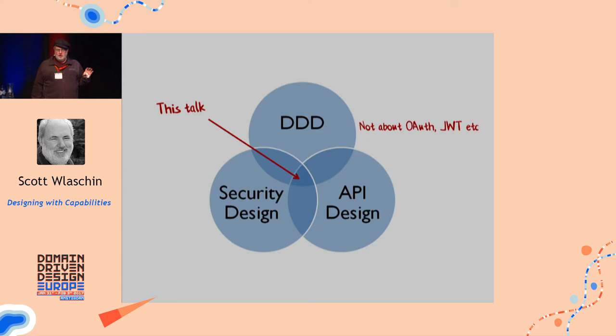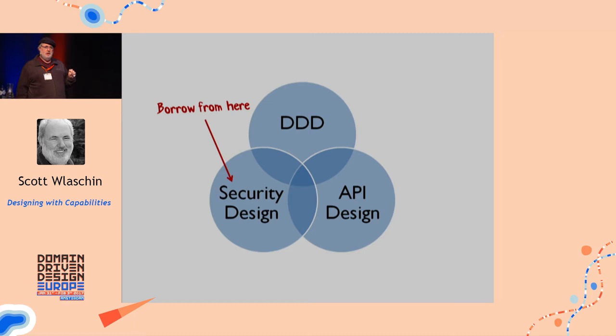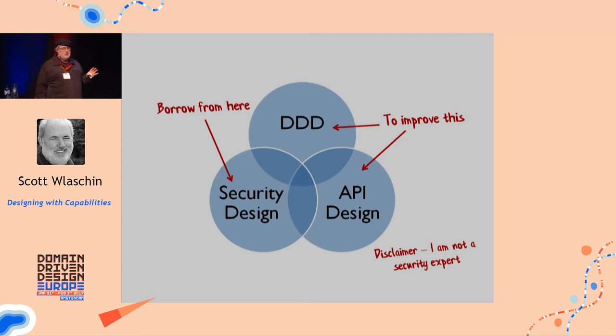So I'm not going to be talking about detailed security stuff like OAuth. That doesn't interest me. This is more about, can we steal some ideas from the security people and apply them to domain-driven design and API design? Are there some things we can borrow and use? Just to let you know, I'm not a security expert. I'm a programmer. So I wouldn't say, don't harden your system based on my advice.